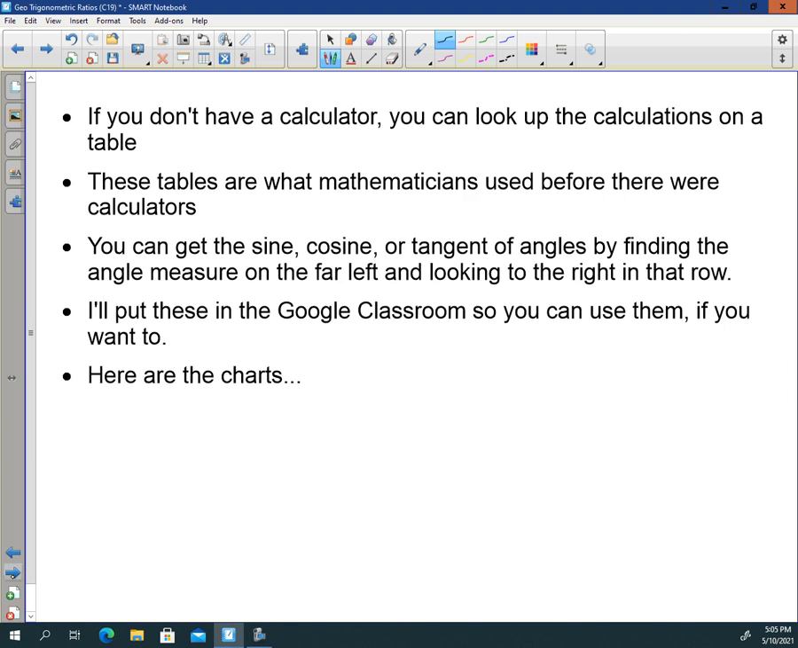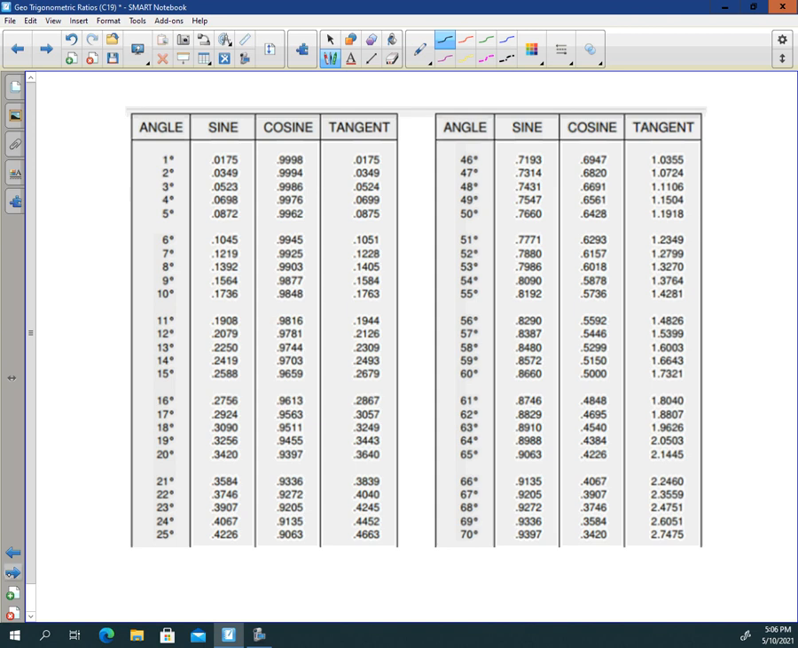If you don't have a calculator, these relationships are so true that you can look them up on a table. In fact, mathematicians all the way back to ancient Greece knew about trig ratios, and they didn't have calculators. So what they did was look these things up in a table. I'm going to show you the table in just a second. You can get the sine, cosine, or tangent of angles by finding the angle measure on the far left and then looking to the right in that row. I'm going to put trig tables into Google Classroom so you can use them if you want to. And here is what the charts look like.